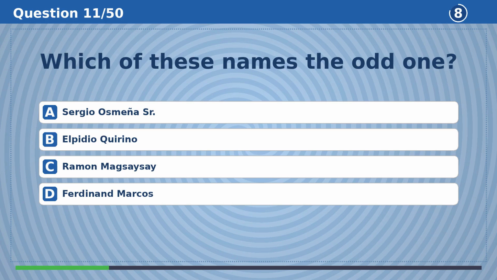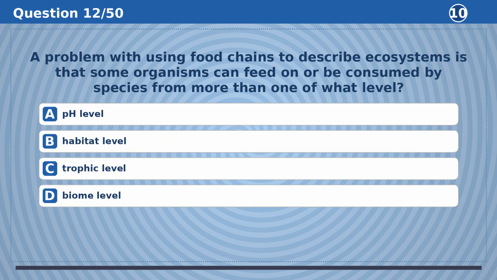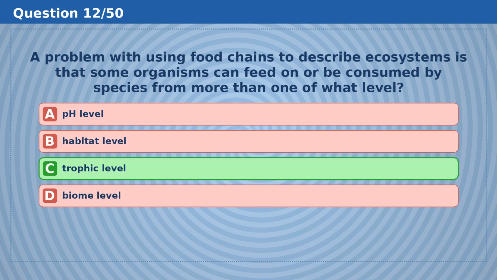Which of these names the odd one? The answer is D, Ferdinand Marcos. A problem with using food chains to describe ecosystems is that some organisms can feed on or be consumed by species from more than one of what level? The answer is C, trophic level.